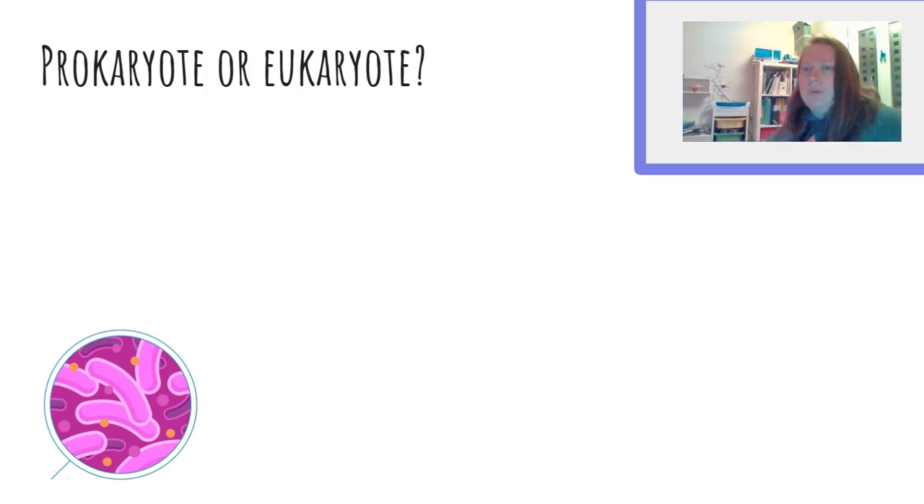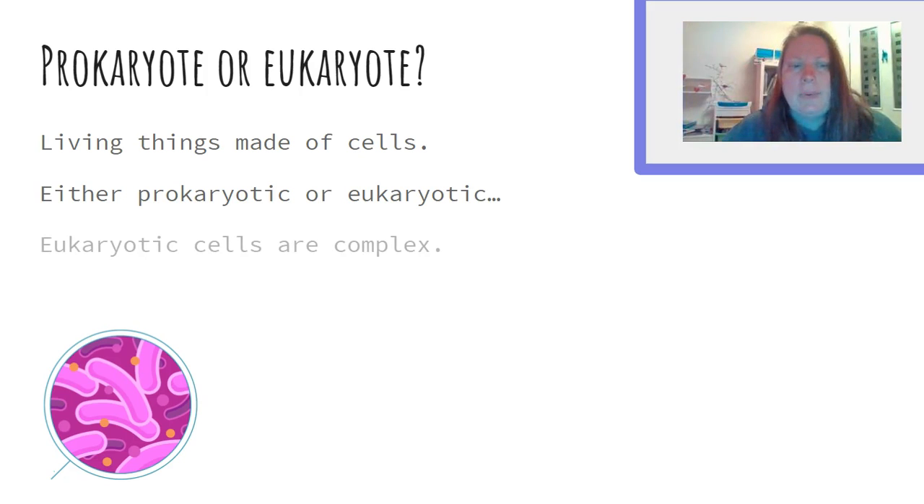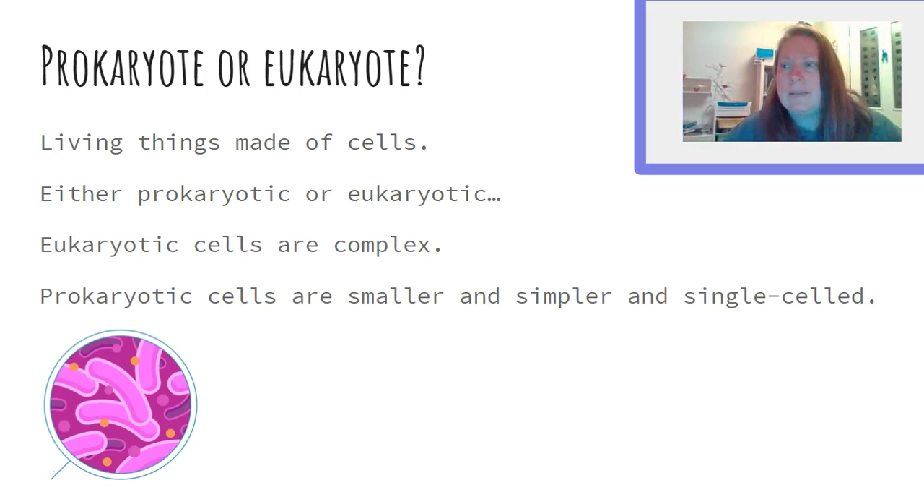So what I want you to remember, back in the end of year 9, start of year 10, we talked about cells being the building blocks of life and that every organism on the planet is made from cells. Cells can be two different kinds. They can be prokaryotic or they can be eukaryotic. Eukaryotic cells are complex. They include animal and plant cells. Prokaryotic cells are a bit smaller and a bit simpler.